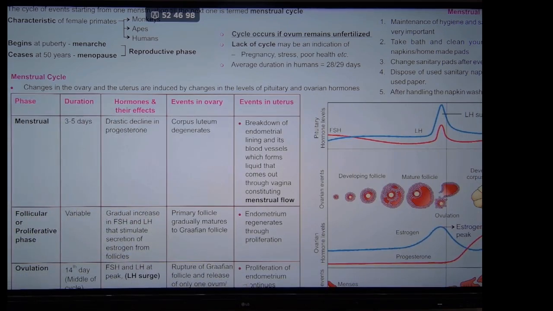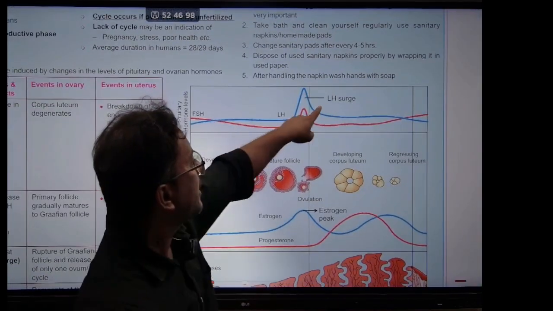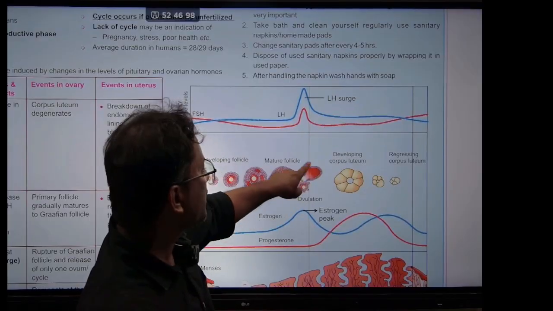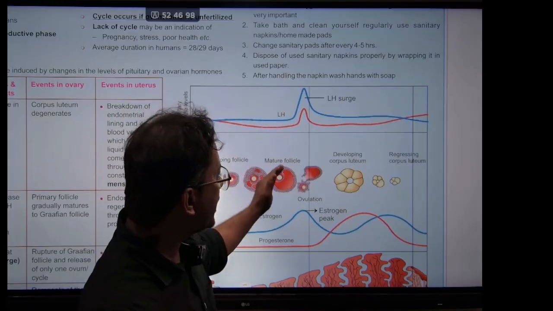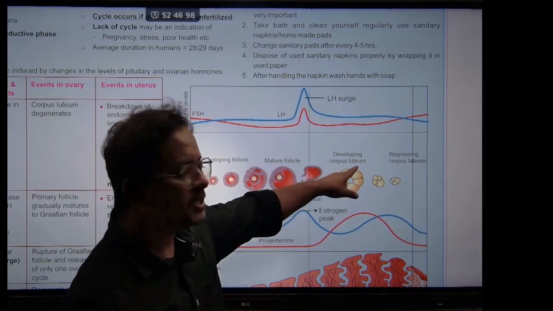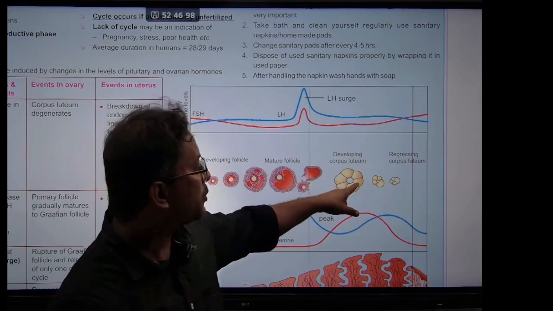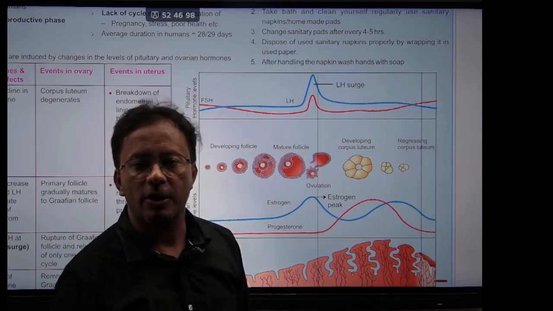LH. There is a peak. Can you see it, guys? This is known as the LH surge, responsible for the breakage or the rupture of the Graafian follicle. And the remains of the Graafian follicle transform into the corpus luteum, which produces a hormone called progesterone.